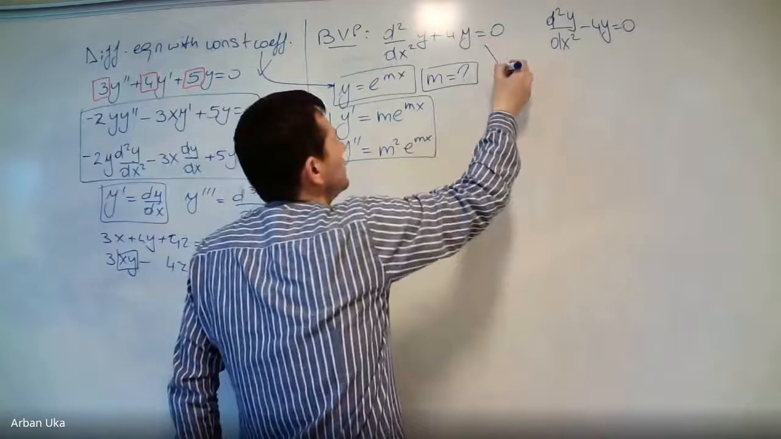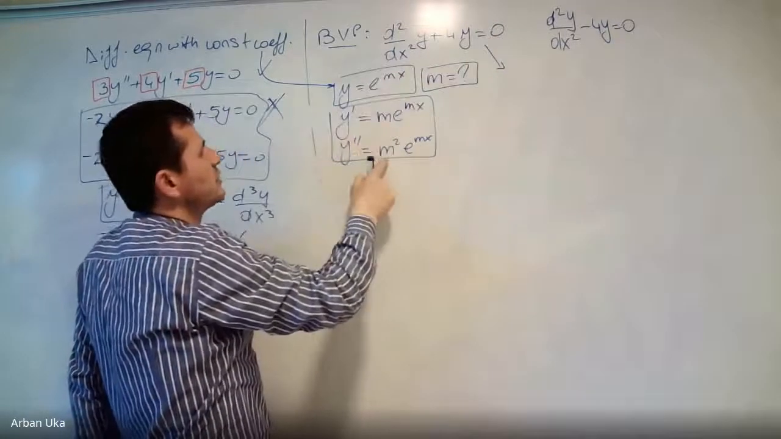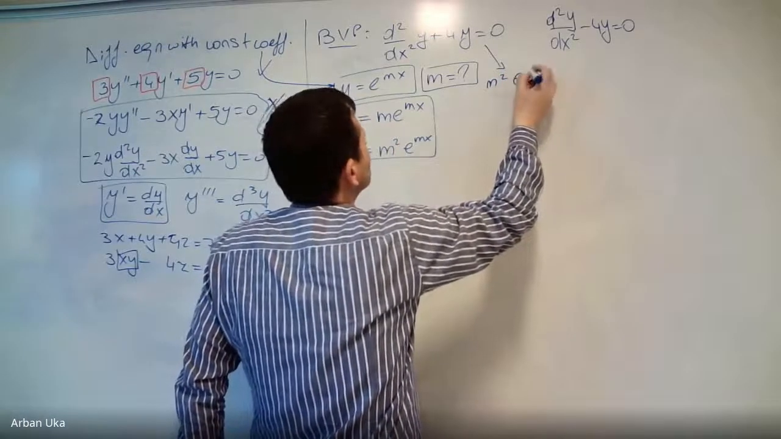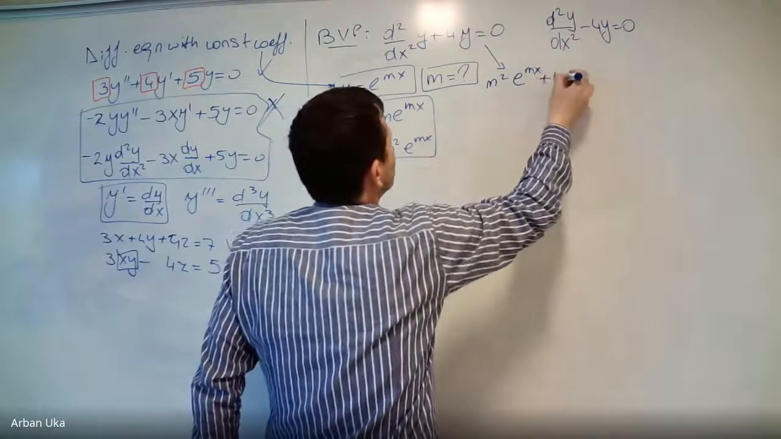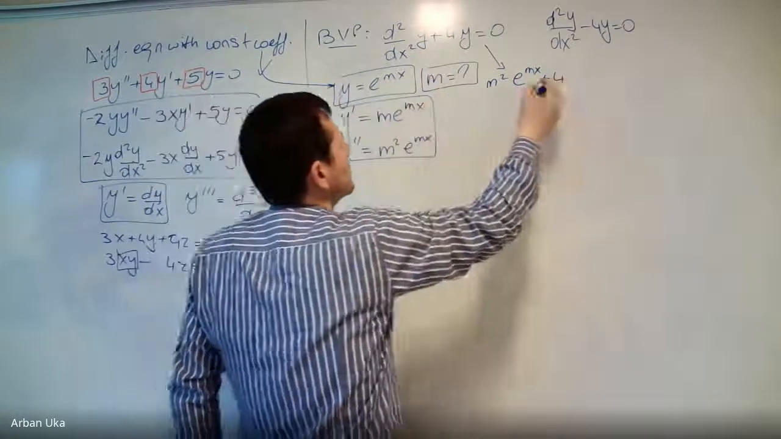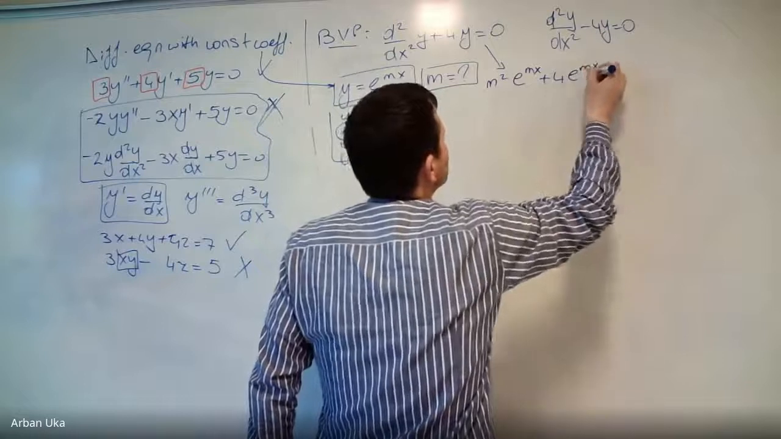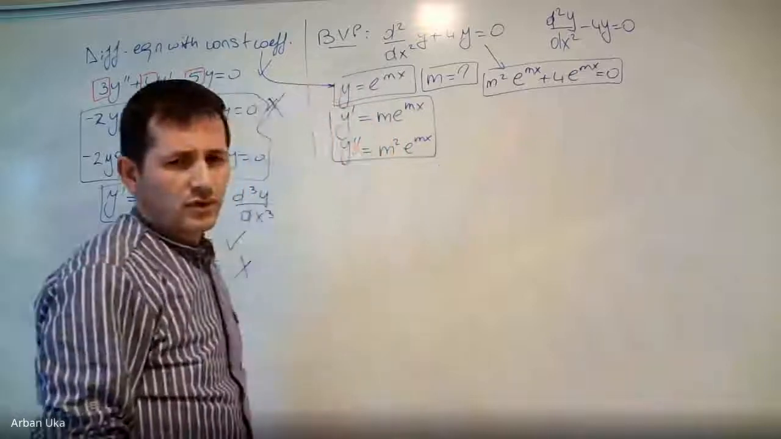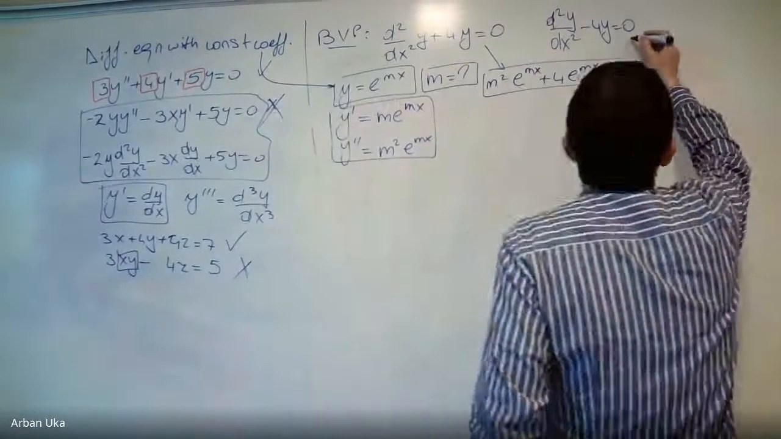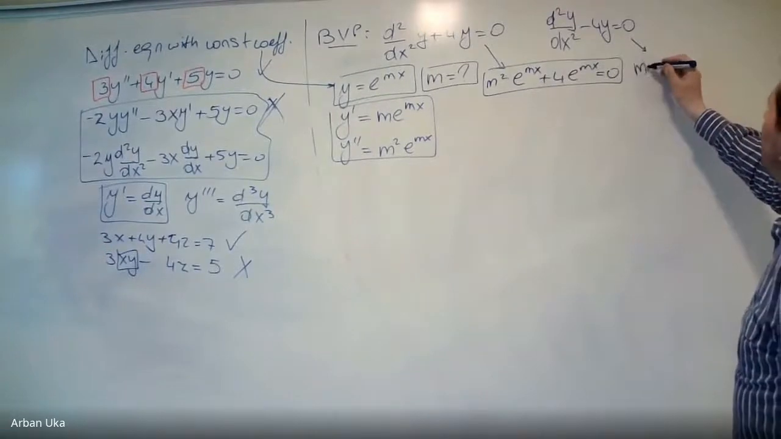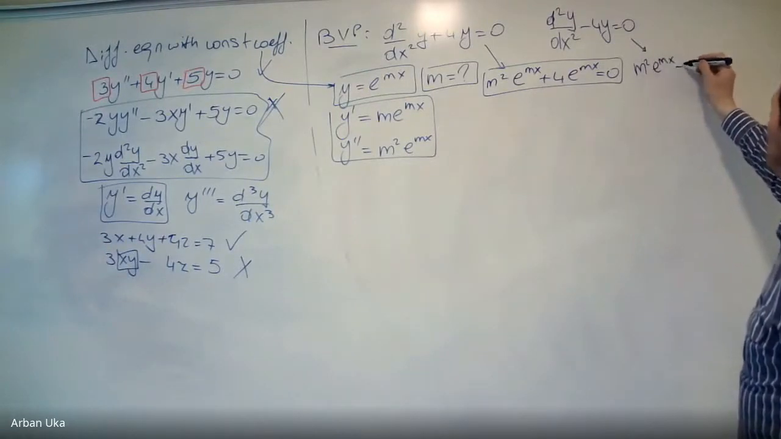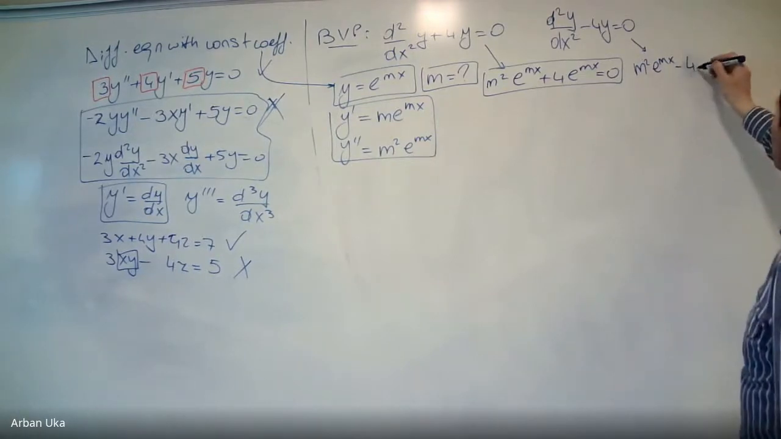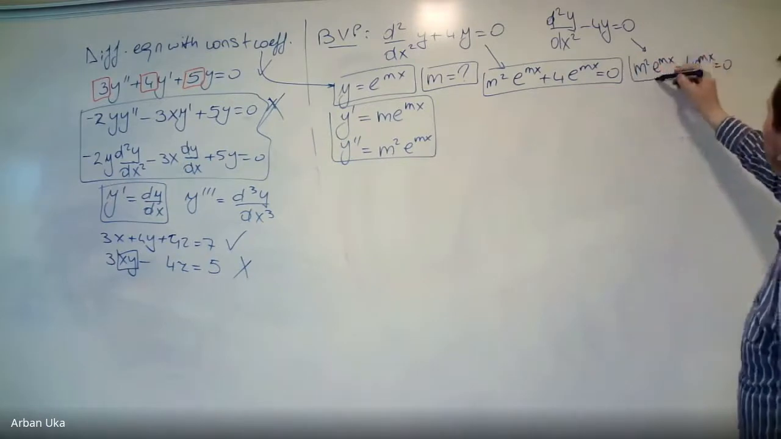Then let's substitute here. The second derivative of y with respect to x is equal to m squared e to the power mx plus 4y. Y is e to the power mx. This is 0. Okay. So this differential equation is now written in a new form. Then the other differential equation here is going to be m squared e to the power mx minus 4 e to the power mx, this is 0.